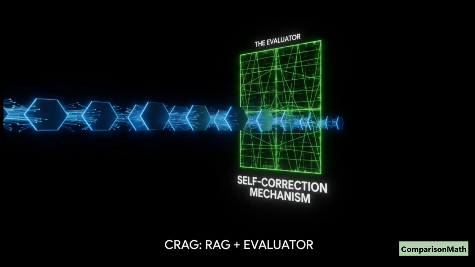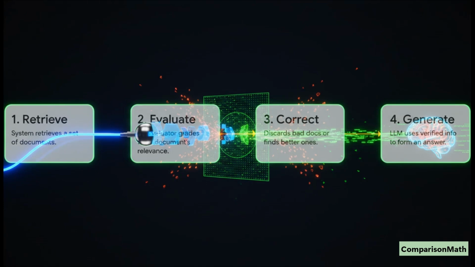The real genius of CRAG is this little component called a retrieval evaluator. It's basically a self-correction system that's built right into the process. So before the LLM even gets a chance to see a document, CRAG stops and asks a really simple question. Hey, is this information actually useful? So here's how that four-step process works.